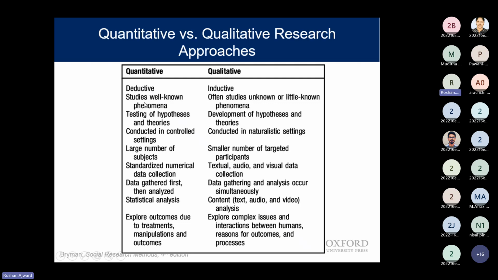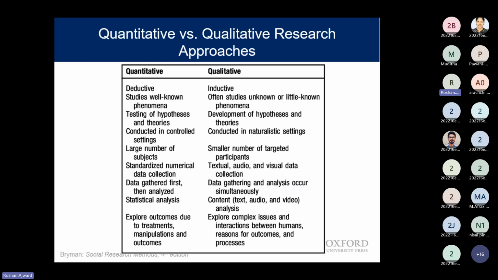In quantitative research, you take a theory and you test that. So that's why you study a well-known phenomenon. But in qualitative research, you create a theory by looking at what's unknown. So yes, in quantitative research, you test a hypothesis. But in qualitative research, you develop a hypothesis or particular theories.